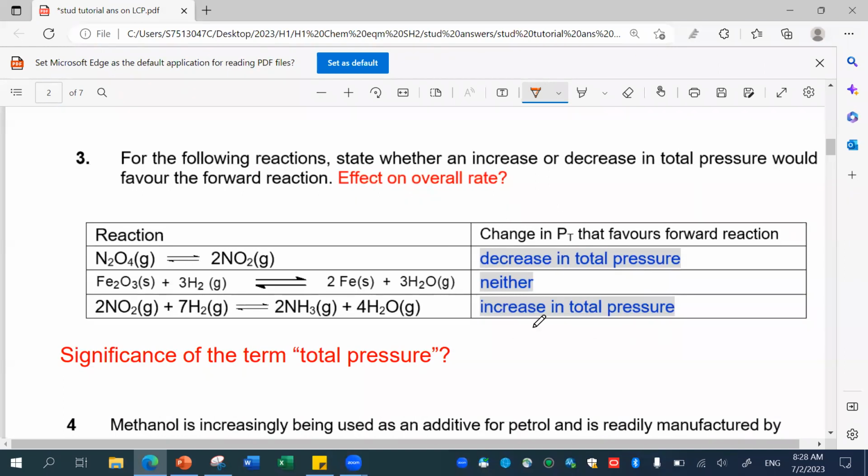Most of you are able to tell whether there should be a decrease in total pressure or increase in total pressure. Some of you are very careless. You did not check the number of gas particles. You should be aware that only the gaseous particles will be affected. So for the second example, this is 3. This is also 3. Therefore, there's no change, either you shift right or shift left. Hence, changes in pressure will have no effect on the POE.